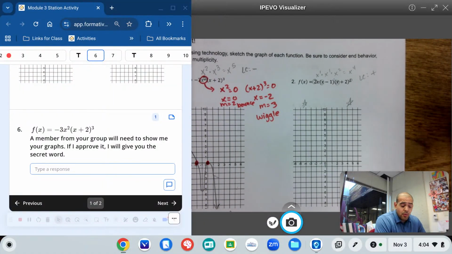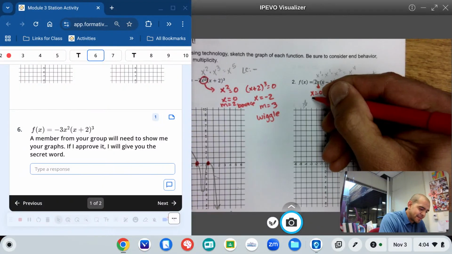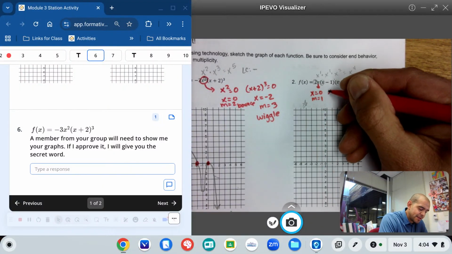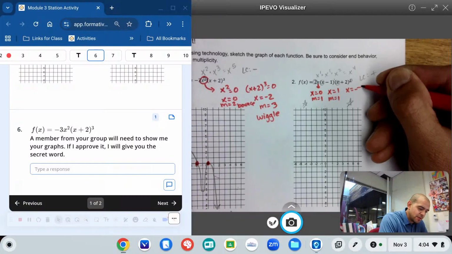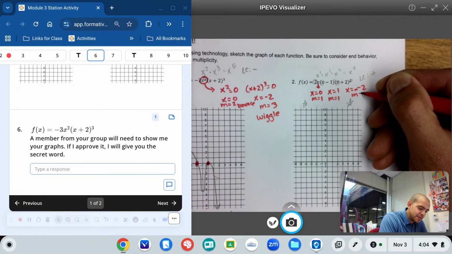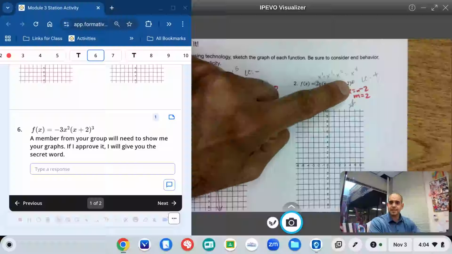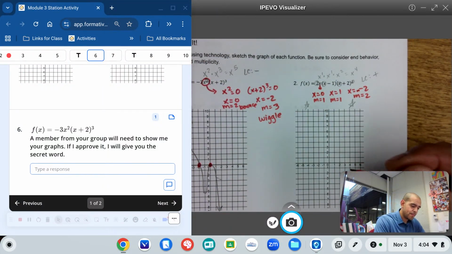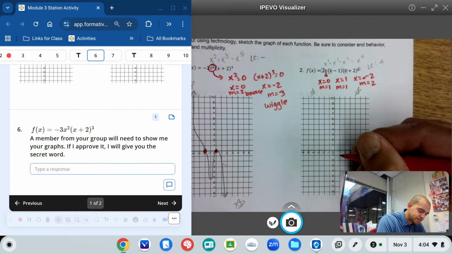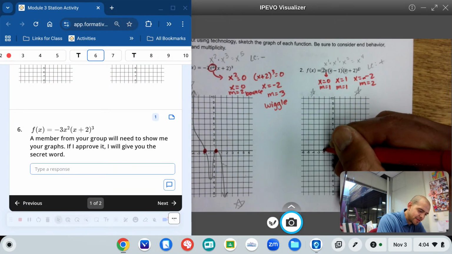What are my roots? My roots are x equals 0, that's a multiplicity of 1. X equals 1, that's a multiplicity of 1. And x equals negative 2. Oops, that's a multiplicity of 2. That means it's going to cross, cross, bounce. Okay, so let's put our roots. Root at 0, root at 1, and root at negative 2.